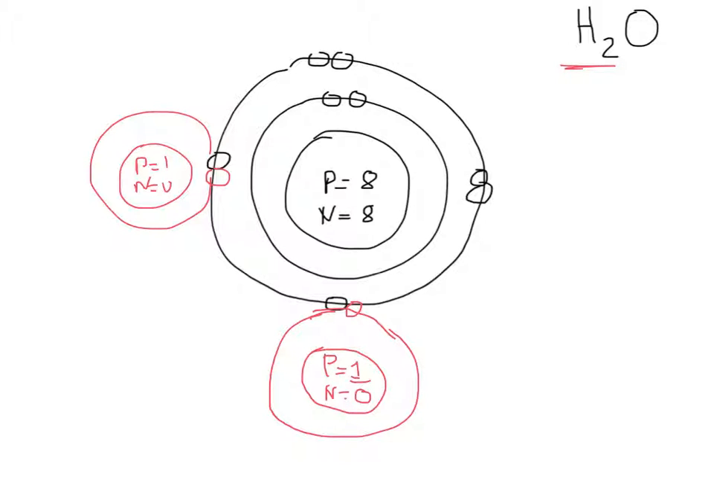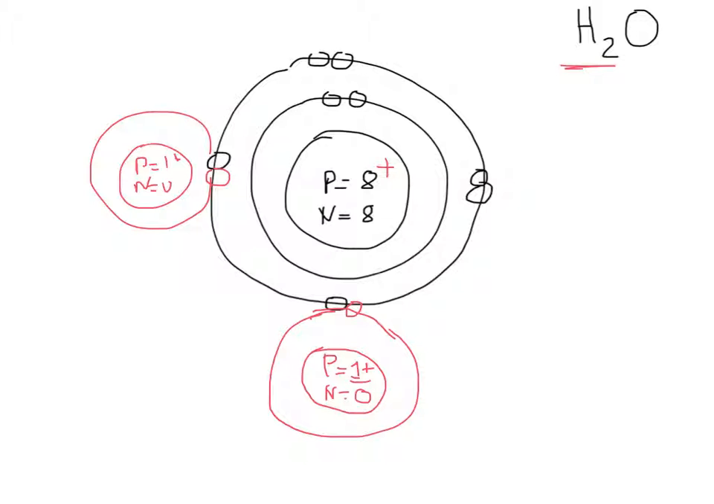But this sets up a situation where because they're sharing them, they wind up not necessarily sharing them equally. And you might wonder why that is, and it's because protons are positively charged, and they are what attracts electrons in the first place. So if you think about it, this oxygen atom with his 8 protons is a big draw for electrons.